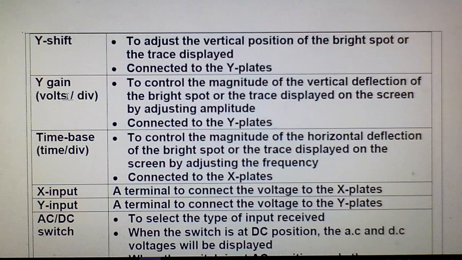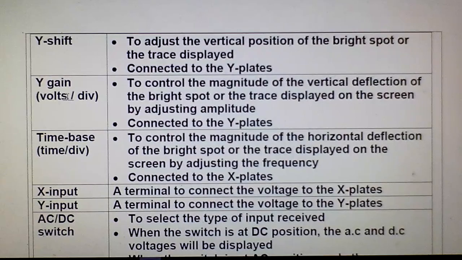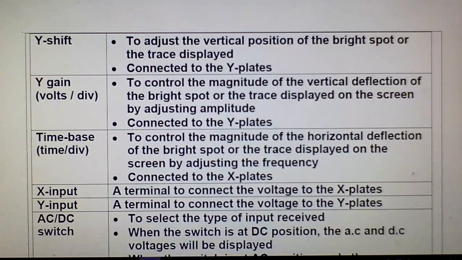So for the Y gain, if you set the Y gain at a certain value, it will control the magnitude of vertical deflection of the bright spot. When you turn on the time base, it will allow the spot to move left and right at the same time. The X input terminal connects to the voltage at the X plate, and the Y input terminal connects to the voltage at the Y plate.